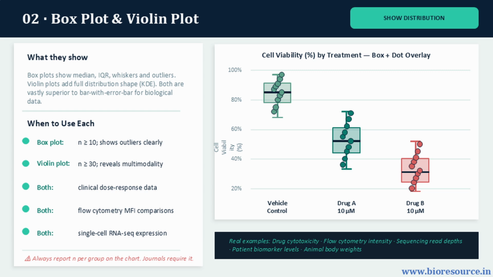If you care about distribution, box plots and violin plots are much better than plain bars. A box plot shows the median, interquartile range, whiskers, and outliers. A violin plot goes further and shows the shape of the distribution. This matters in life science because biological data are often messy. You may have skewness, outliers, bimodal populations, or subgroups that a mean value completely hides. Use box plots when you have at least around 10 observations and violin plots when you have enough data to show the shape clearly. And always report your sample size because in science, how many is just as important as how much.